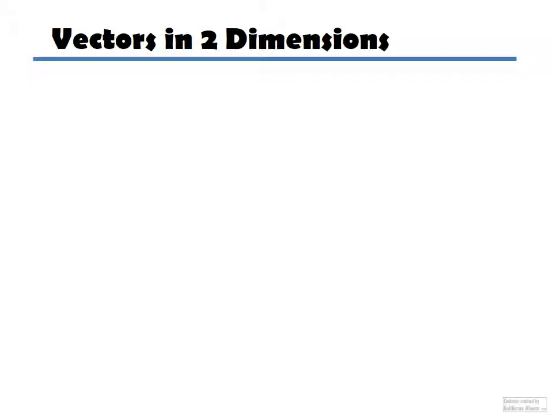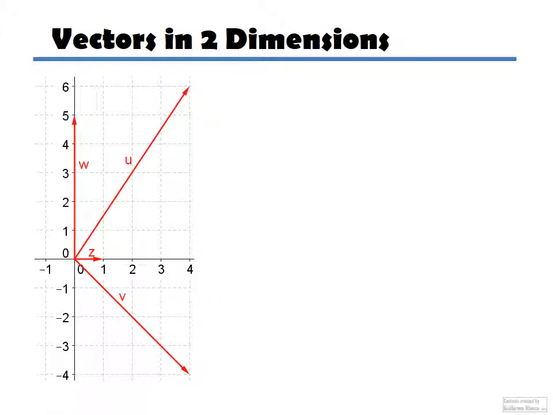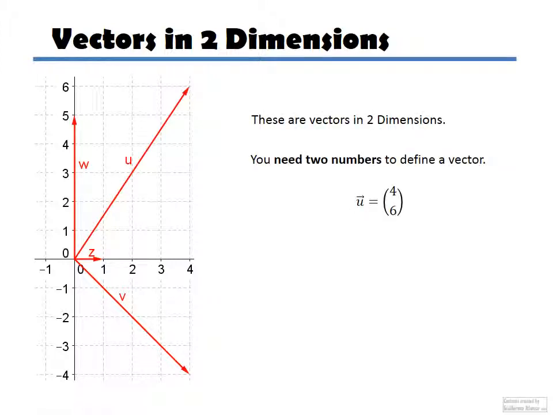Hello, in this video I'm going to talk about vectors in two dimensions. So we've already defined what a vector is, so let's start actually using them. Here we have the vectors that we saw before: 4, 6 would be vector u, 0, 5 for vector w, 1, 0 for z, and 4, minus 4 for v. So in three dimensions, how would this be?